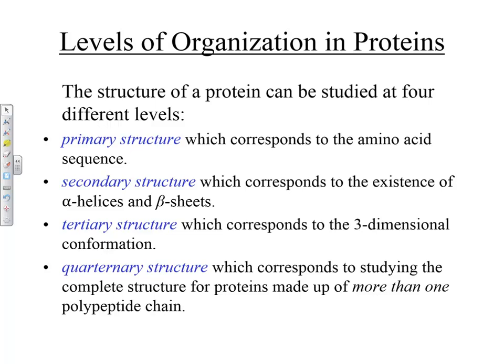Then the third is the tertiary structure, the three-dimensional conformation of the protein, the actual three-dimensional structure into which the protein will fold up. And the last is the quaternary structure. This corresponds to studying the complete structure of more complex proteins that are made up of more than one polypeptide chain. So you first determine the three-dimensional structure of one polypeptide chain, then of the other, then see how the two of them come together to produce the final three-dimensional conformation for that complex protein.